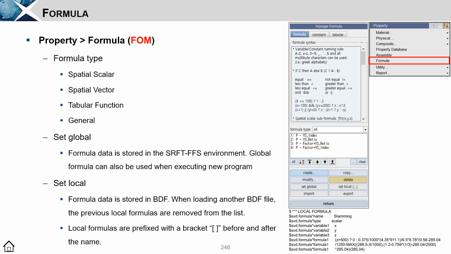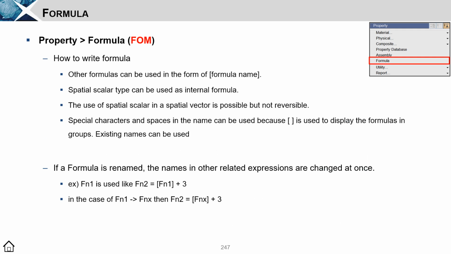Local formula is prefixed with square brackets before and after the name. The spatial scalar type can be used as an internal formula in the form of formula name.